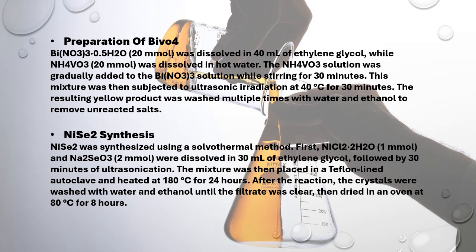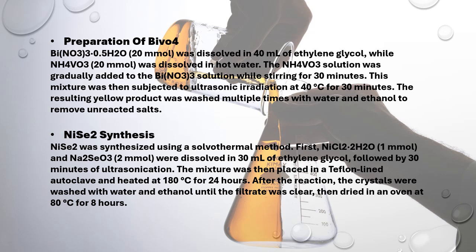For the preparation of bismuth vanadate, bismuth nitrate pentahydrate was dissolved in 40 milliliters of ethylene glycol, while ammonium vanadate was dissolved in hot water. That hot water solution containing ammonium vanadate was gradually added to the bismuth nitrate pentahydrate while stirring for 30 minutes. This mixture was then subjected to ultrasonic radiation for 30 minutes at a temperature of 40 degrees Celsius. Then the resulting yellow product was washed several times with water and ethanol to remove unreacted salt.